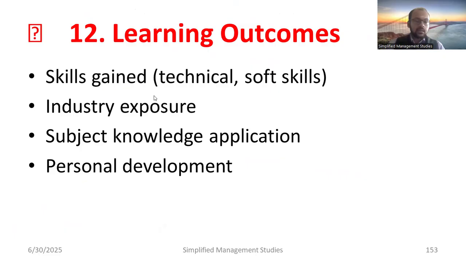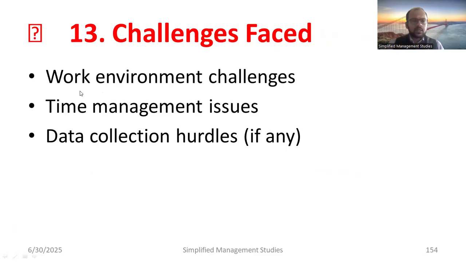Learning outcomes: skills gained, industry exposure, subject knowledge application, and personal development. These are the major things you need to mention in the learning outcome. What software have you learned? What skills did you upgrade? Industry exposure: I understood the organization hierarchy of so-and-so company. I learned so-and-so software tools. I have learned how to manage people. I got an opportunity to deal with foreigners. Those things I can mention. I even got the confidence to interact with clients after the internship. Of course, these are the major learning outcomes which you can mention.